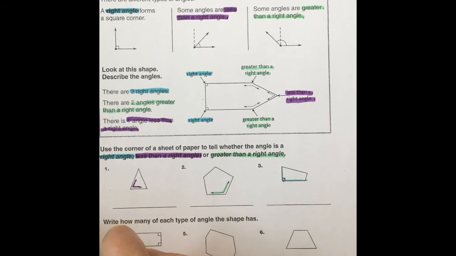Well, didn't I use all of them up then? Right? 1, 2, 3, 4. So if I have 4 right angles, do I have any that are less than a right? Nope. Do I have any that are greater than a right? No, I do not.